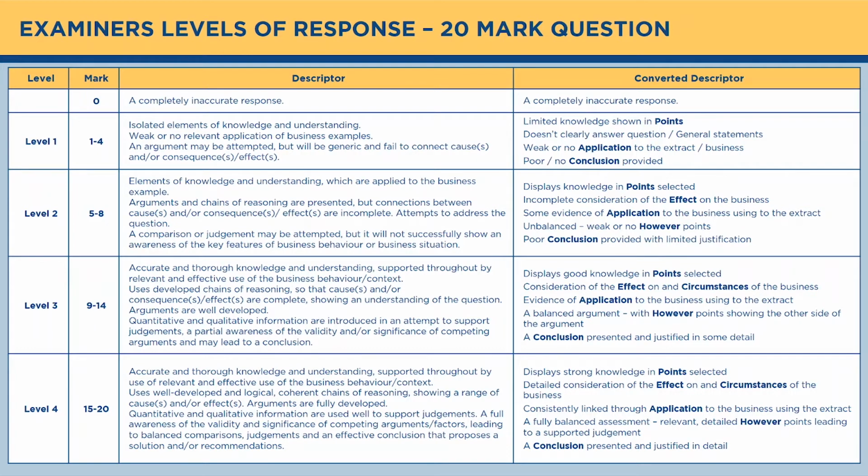And as you can see there, as I did with the other types of question, we've converted the descriptors into something that matches the paragraph structure that we're talking about here. In that level 4, strong knowledge in the points that you've selected, a detailed consideration of the effect on the business and circumstances of the business, consistently linking it through application to the business using the extract. It has to be a fully balanced assessment, so that's not just going to have an argument for one of the options. It's going to be both of the options argued, and however points, leading to a supported judgment, which is going to be our conclusion, presented and justified in detail. And that justified in detail bit, that's where that DISCO M comes in.